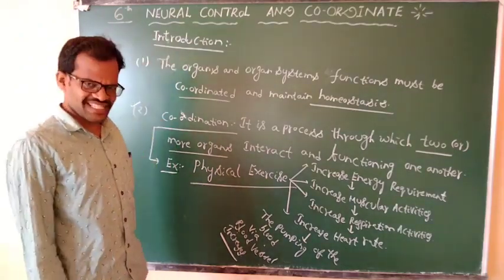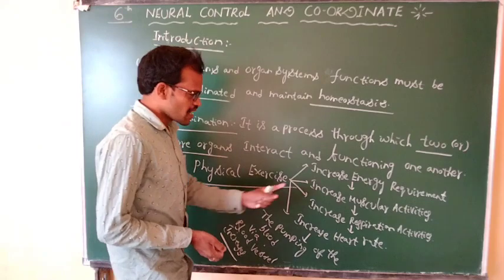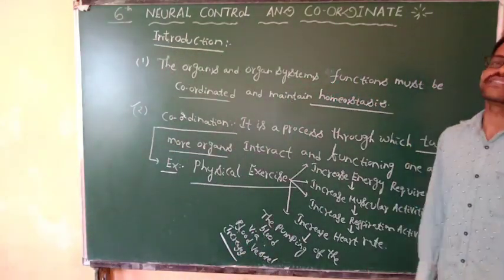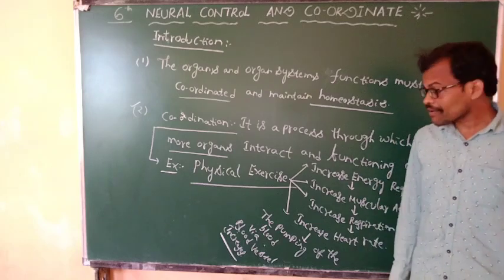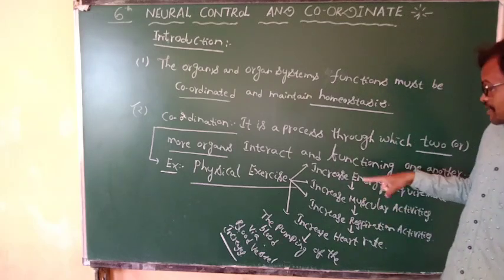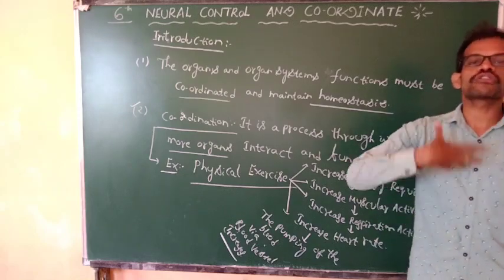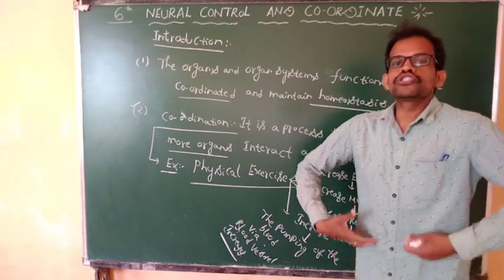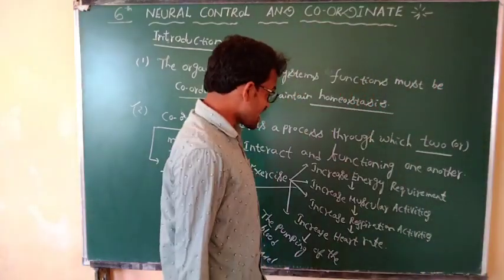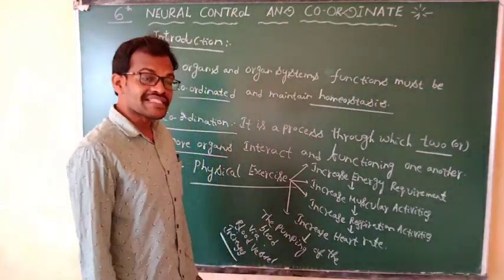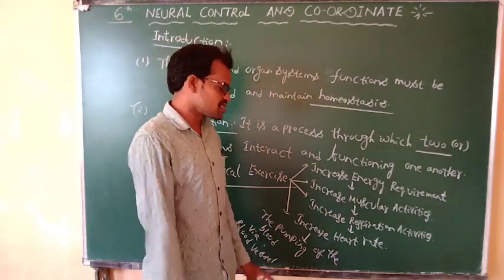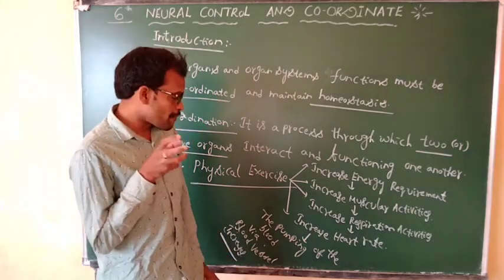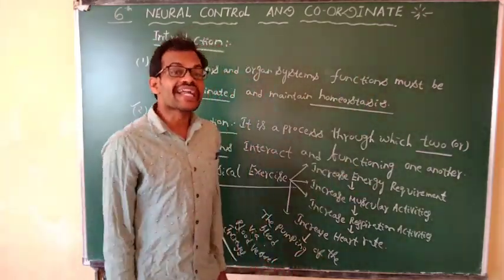During physical exercise, what is the first condition? More energy is required. Whenever more energy is required, the muscular activity also increases. Muscular activity means the breathing rate also increases. Whenever the breathing rate increases, the respiration rate also increases. Whenever the respiration rate increases, the heart rate also increases. Whenever the heart rate increases, the pumping of the blood also increases.